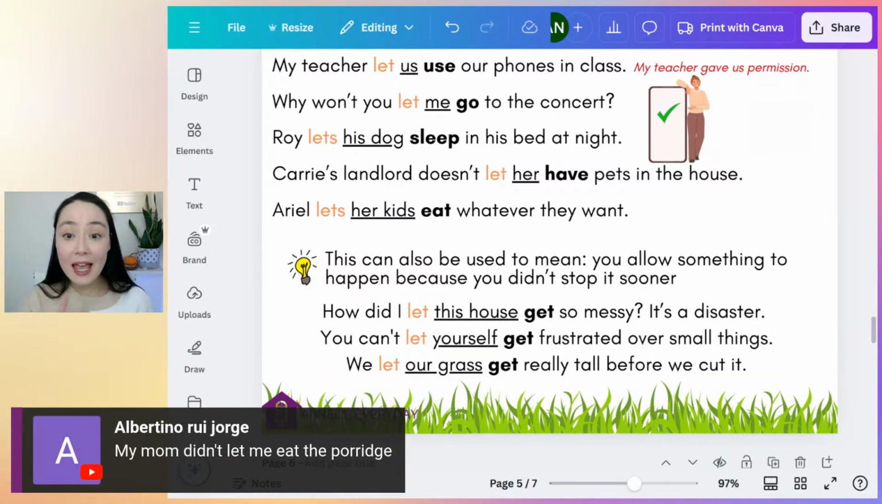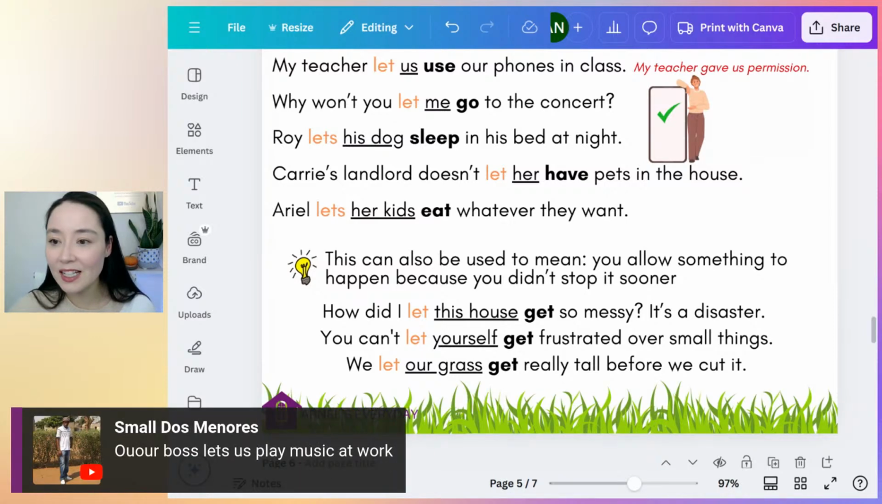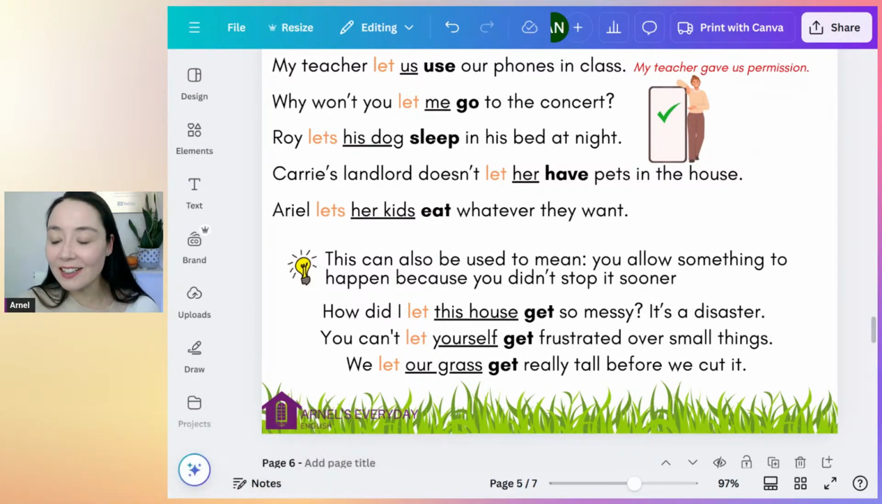Oh, nice example in the negative. Very nice, Albertino. My mom didn't let me eat the porridge. Yeah, good example. How could you let your child stay home alone? We need that verb. How could you let your child stay home alone? Our boss lets us play music at work. Really nice. Good.